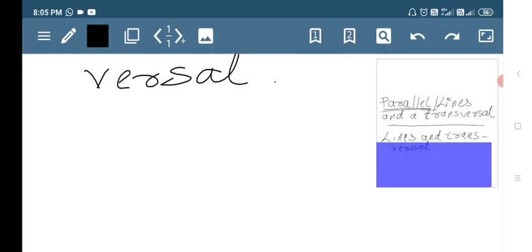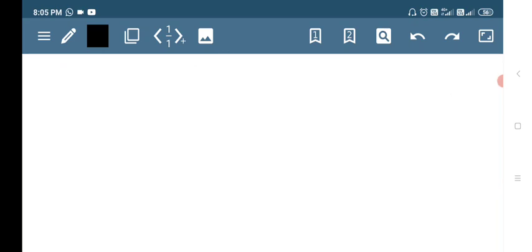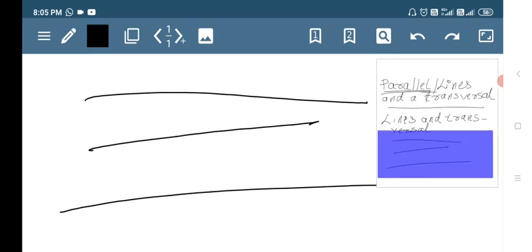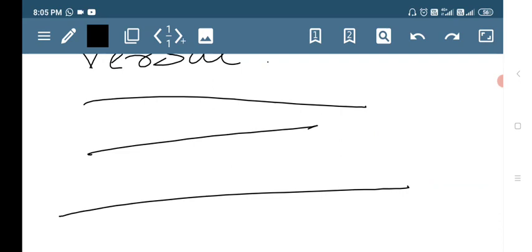So, dear students, if there are two or more lines, and another line passes through these lines intersecting at points, so we call that line a transversal.